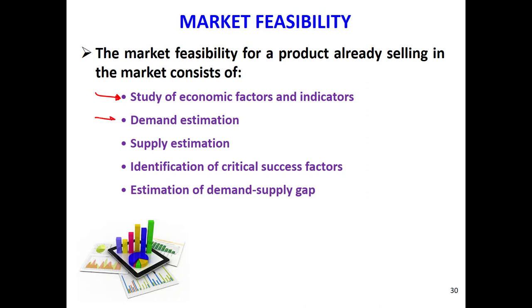Demand estimation: how much your product is demanded by the people, by the public, by the economy. If you are producing fuel, how much is needed now? If you are producing a chemical, how much is needed? The supply estimation: how much you can supply, how much is the maximum capacity, your production capacity?